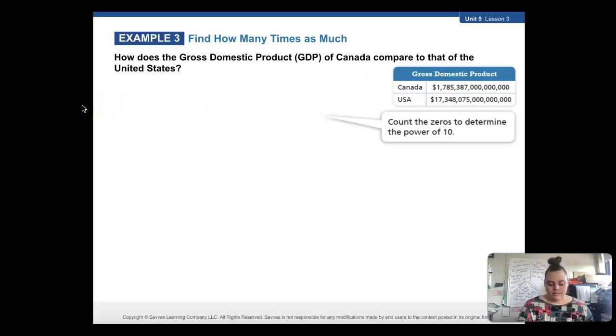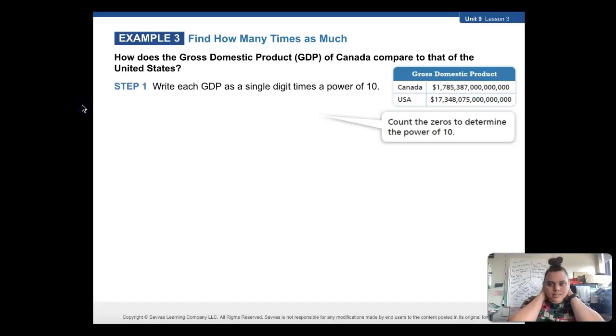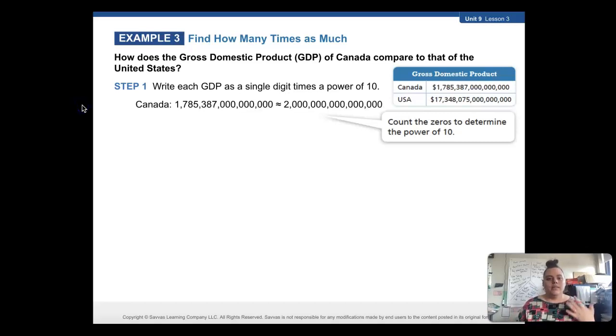So, again, we want to estimate this. Write it as a single digit times a power of 10. So, Canada, we can estimate instead of 1 quadrillion, that 7 next to it tells me to round up, so we're going to say it's about 2 quadrillion. We're going to count the number of zeros to determine the power of 10. So if you count all of those zeros, we got 3, 6, 9, 12, 15 zeros. So we have 2 times 10 to the power of 15.